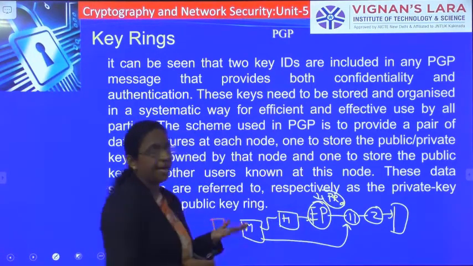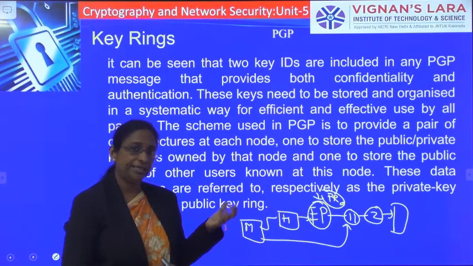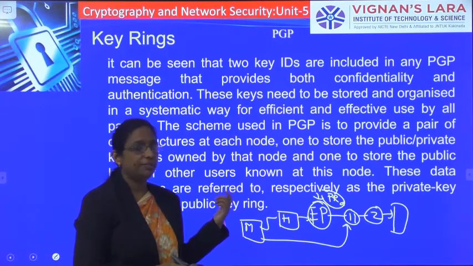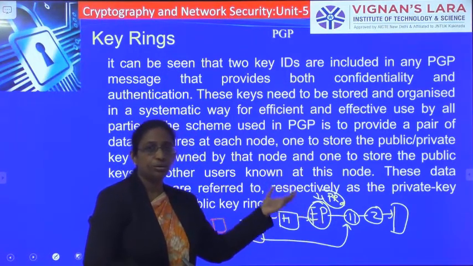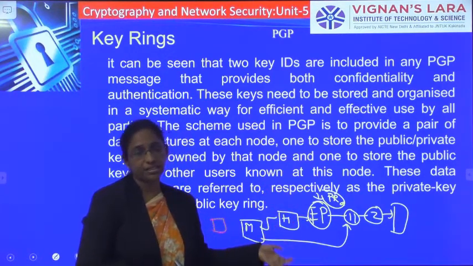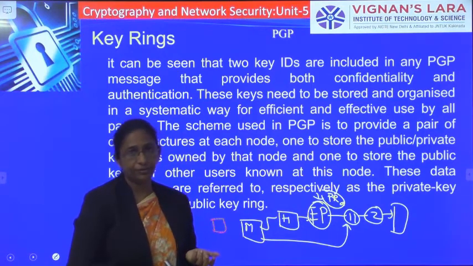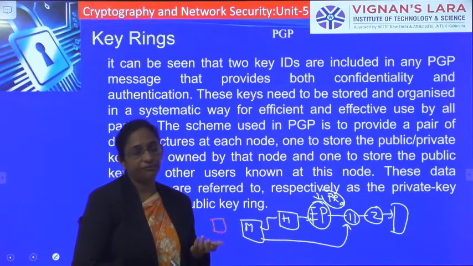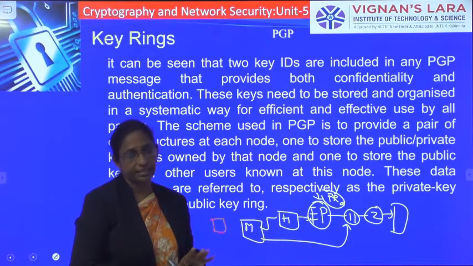Here the receiver uses the public key of the source to decrypt and compare that hash value. So to maintain those public and private keys, PGP maintains key rings: one is the public key ring and another is the private key ring.